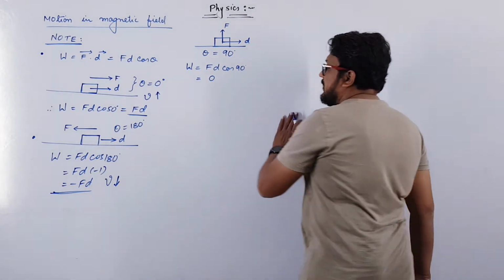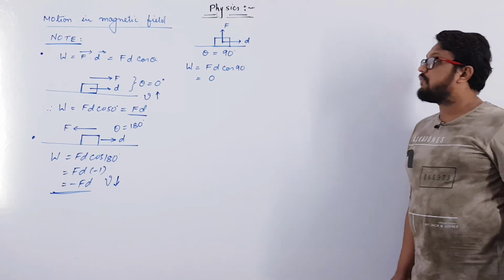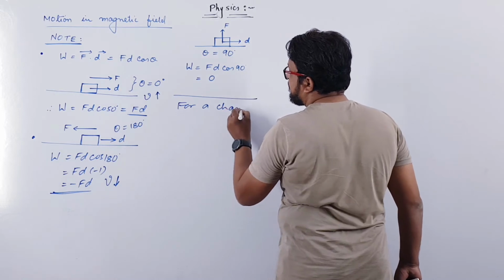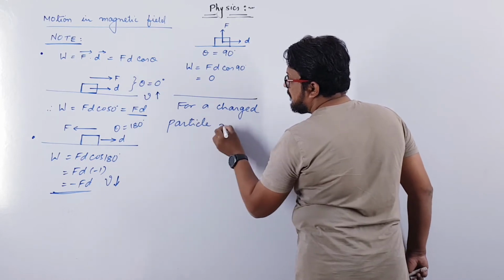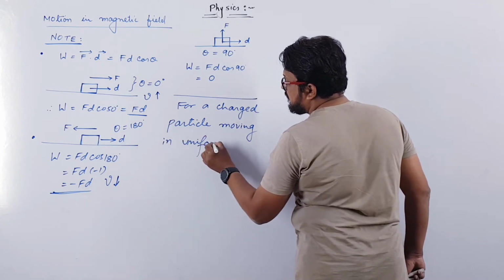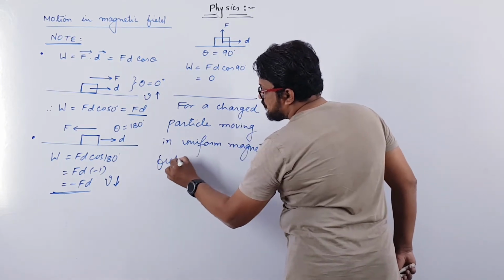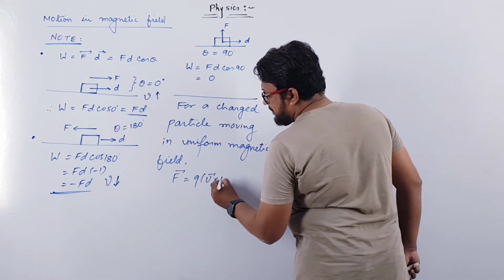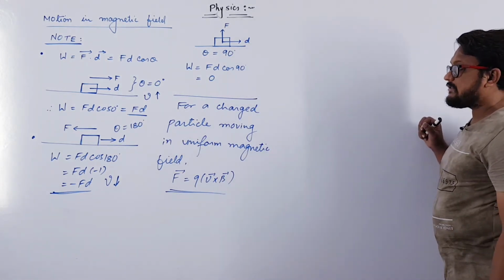In our case, for a charged particle moving in a uniform magnetic field, the force acting on it is F equal to Q into V cross B, right? Q into V cross B.